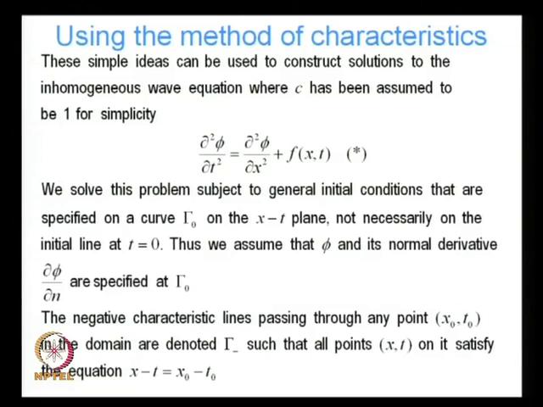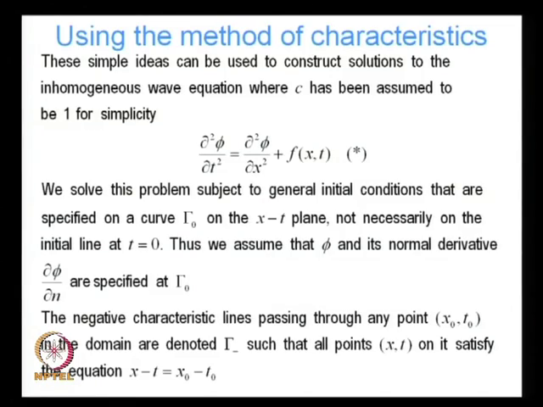So, we will solve this problem subject to general initial conditions. Up till now we have looked at initial conditions, meaning conditions on the line t equal to 0. That may not always be true. I can have initial conditions at any time. Suppose I specify the conditions at time t equal to 5. At time t equal to 5 I give some disturbance, some startup conditions, and then for time t greater than 5 that is going to propagate. So, the initial conditions need not be restricted at time t equal to 0.